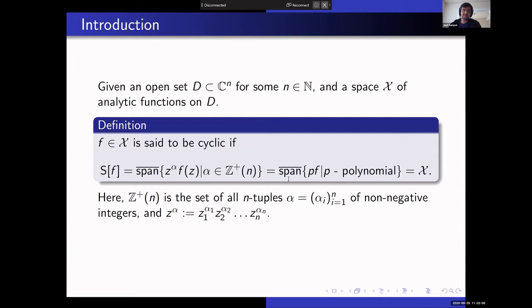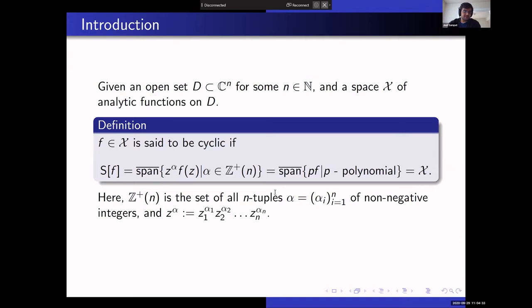And by linearity, you can check that this is the same as the closed linear span of polynomial multiples of f. And I say that a function is cyclic if all of this is equal to the whole space X, meaning that polynomial multiples of f are dense in X. That is how people generally view shift cyclic functions. Obviously, it is shift cyclic because it depends on the shift operator, as you can see over here that this function can be achieved by applying the shift operator one after the other and obtaining the monomial multiple of f.